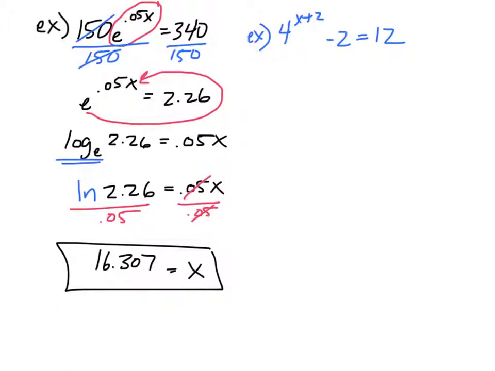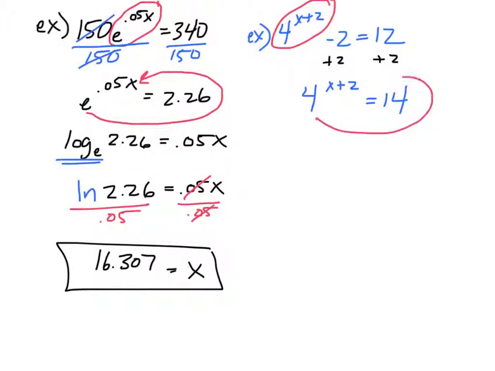Alright, in the final example, I'm trying to get my exponential by itself. There's a minus 2, so I'm going to add 2 to both sides, to get 4 to the x plus 2 equals 14. Alright, even though the exponent has some other things in it, the exponential is by itself. So what's the base of the exponential? 4. I'm going to start my loop there. Go around the equal sign. So I have log base 4 of 14 equals x plus 2.